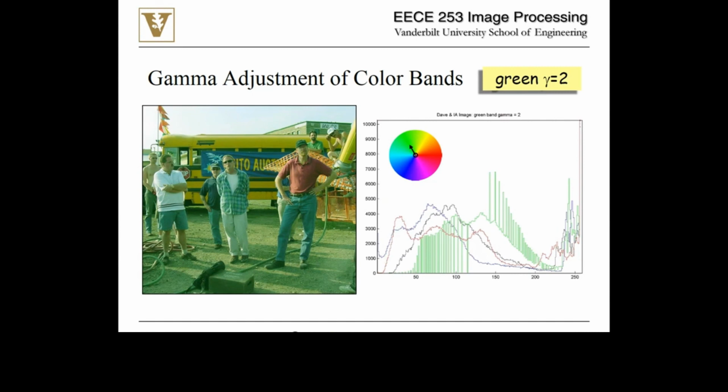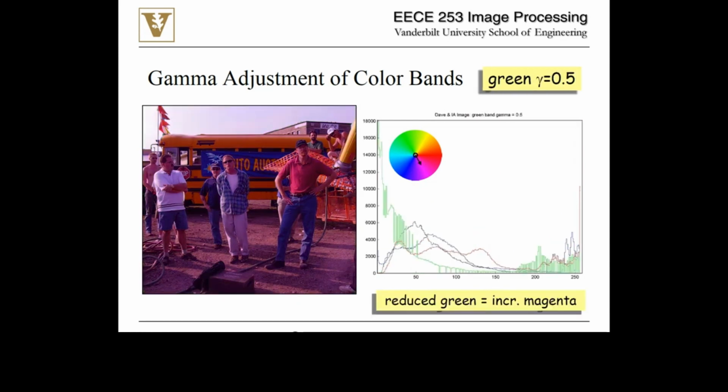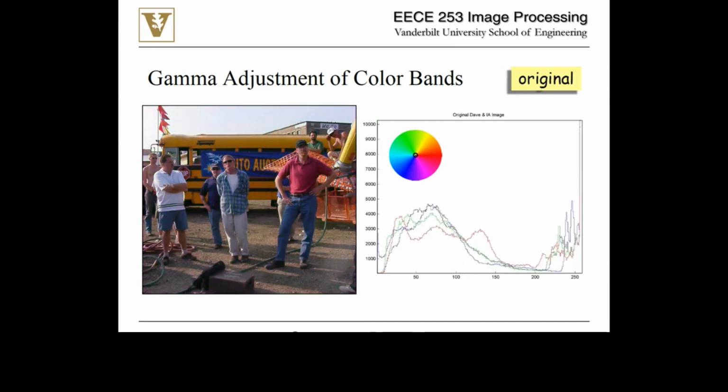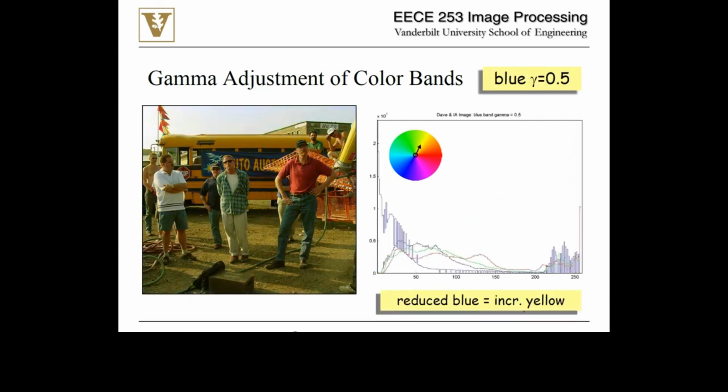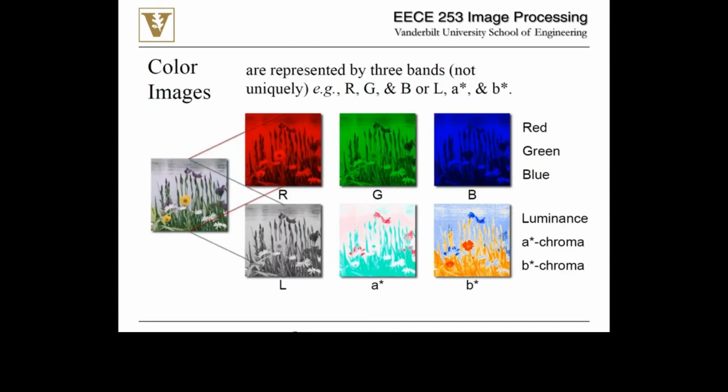Then gamma equal 2 in the green, so it becomes more green. Or gamma equals 0.5 in the green, so it becomes less green. And then more blue, less blue. So when you move in the direction of more blue, you are moving in this direction. When you are moving in the less blue direction, you are moving in the opposite direction. But the opposite direction is yellow. So it is not that you are making it more yellow. It is more yellow because it is less blue. But in your RGB basis, you cannot be more yellow somehow.